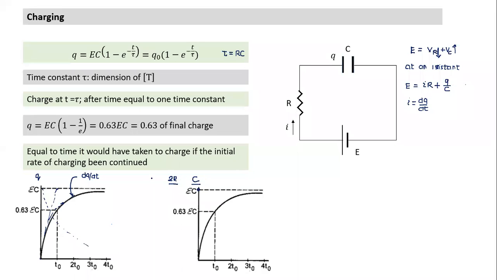So this variation will get stretched. The only thing that happens is that the new tau, tau 1, is equal to twice the tau. It will acquire the same final charge, but to acquire 0.63 times the final charge, which earlier took time t naught, it will now take twice that time. It has become 2 tau. So what is the shape of the graph? If I draw the shape of the graph, it will pass through this point.